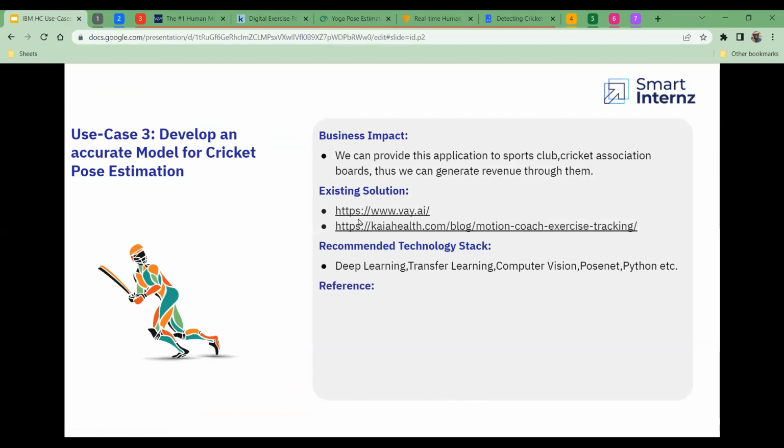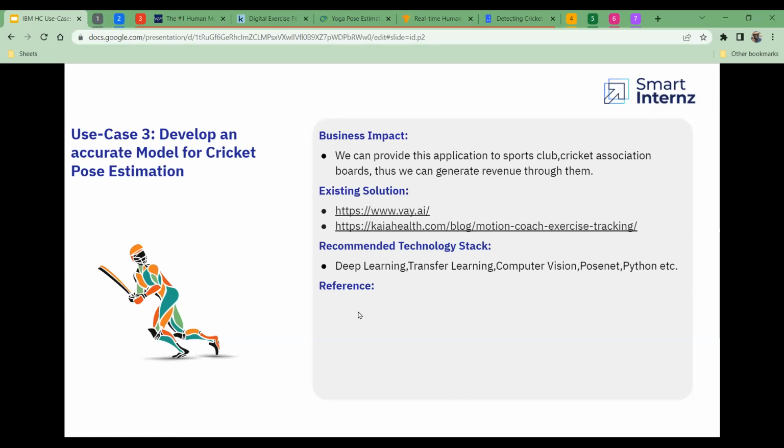Let's see some recommended technology stacks that we can use in building this application: deep learning, transfer learning, computer vision, PoseNet, and Python. We can use deep learning because pose estimation can be done using it, and we need computer vision for accessing the camera and getting the skeleton and the boundary of the pose. We can use PoseNet to draw the skeleton. These are just the recommended stacks, so you can explore more, as there are several techniques we can implement.